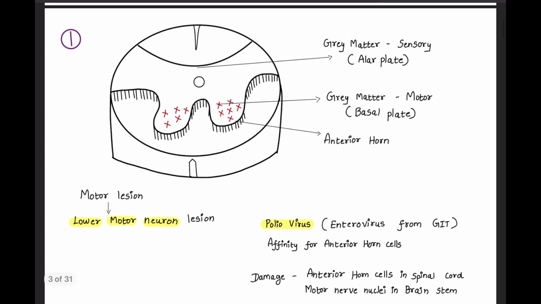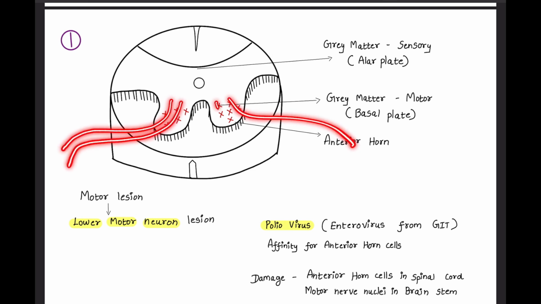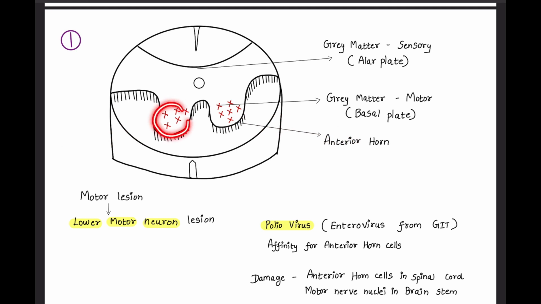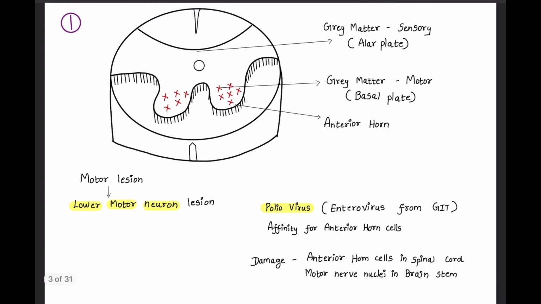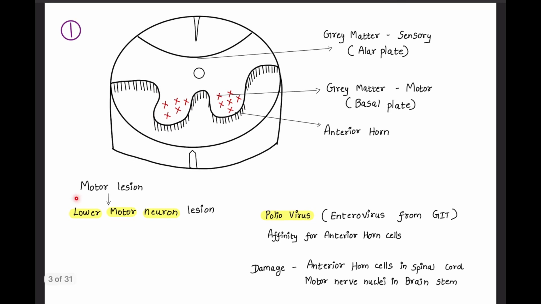Now you know, in the anterior horn, you have the motor nerve fibers coming from the spinal cord going to your body. So if there is a lesion in this anterior horn, the normal function of the motor nerve fibers will be disturbed. In this case, there are bilateral lesions in the anterior horn. So now you know there is a motor lesion.